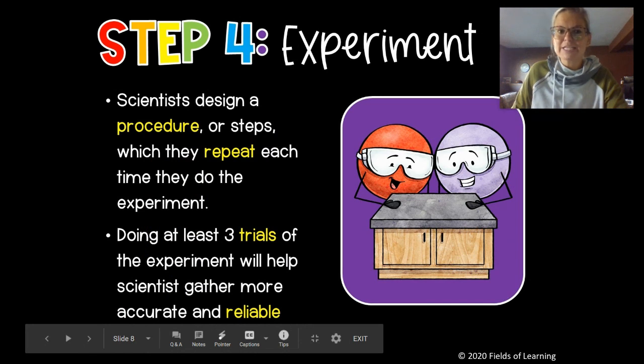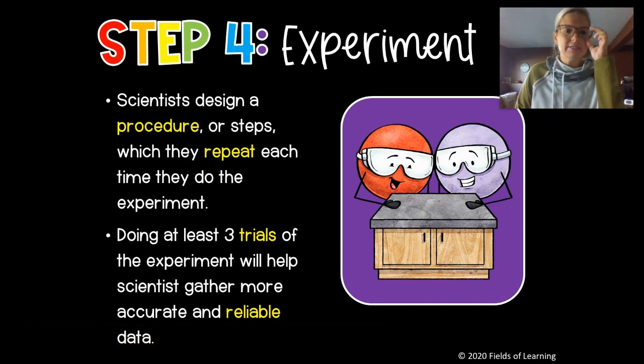Step 4, experiment. So scientists design a procedure or steps which they repeat each time they do that experiment. They do at least 3 trials of the experiment to help scientists gather more information and more reliable data, because every time may not be the same. So that's why they do it 3 times to see, well, did it happen the same all 3 times? Did it happen the same 1 time out of those 3 times? Did it happen the same 2 times? So that's why they do it.